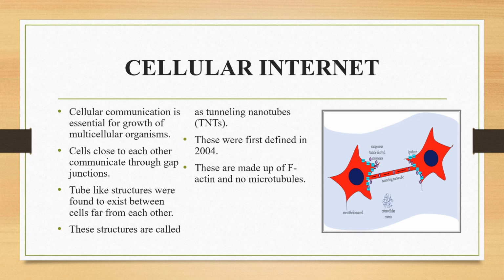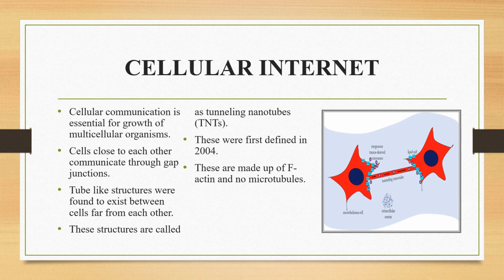So now let's talk about the cellular internet. It refers to the internet formed due to communication between the cells which are closer or farther from each other. Cellular communication is essential for the growth of multicellular organisms. Cells interact with each other by passing messages and also pass cell components and signals to each other.